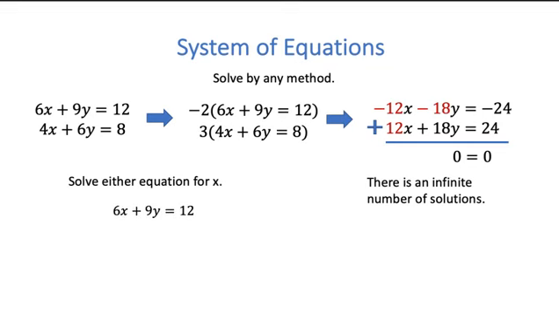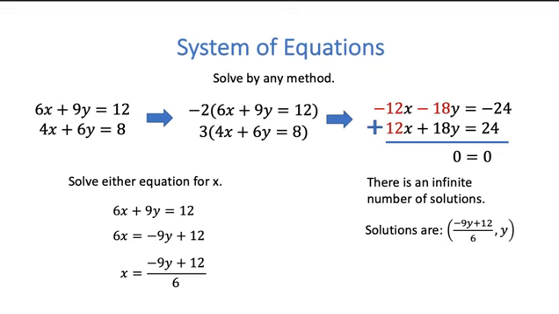So I'm going to take this 6x plus 9y equals 12. That's the top equation. I'm going to solve for x. And I get that x is equal to -9y plus 12 divided by 6. So the solutions to my system are any number that is generated by this formula. The x value will be -9 times y plus 12 over 6. And the y value can be anything.